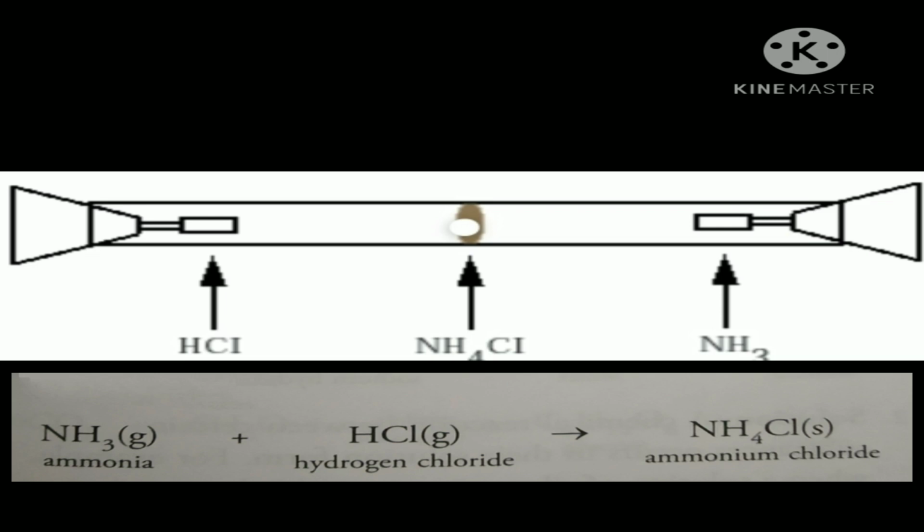See the equation. NH3 within brackets G is written where G stands for gas. You can use an upward arrow instead of writing G, plus HCl, that is hydrogen chloride gas. Instead of again G, you can write an upward arrow, gives out NH4Cl, that is ammonium chloride, and within brackets S, which indicates solid. So you have to mention that within brackets you have to write S. So don't forget to mention the gas and solid to show the change of physical state.